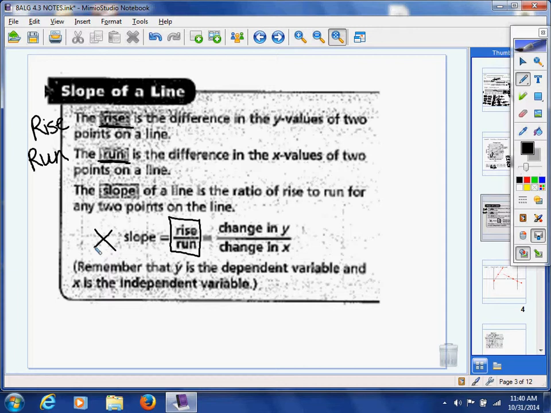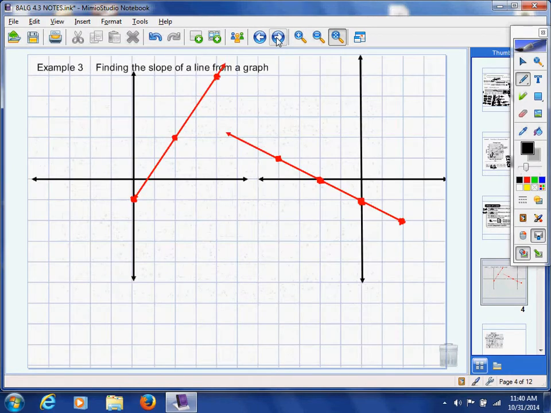This is such an important skill that you could ever develop with linear equations: can you take a graph and use rise over run and calculate the slope of any line? So of course they're reminding you, remember that y is the dependent variable and x is the independent variable, all really good things to remember. So this page is very, very important. It's a great setup for you as you're learning about slope. All right, flip the page.